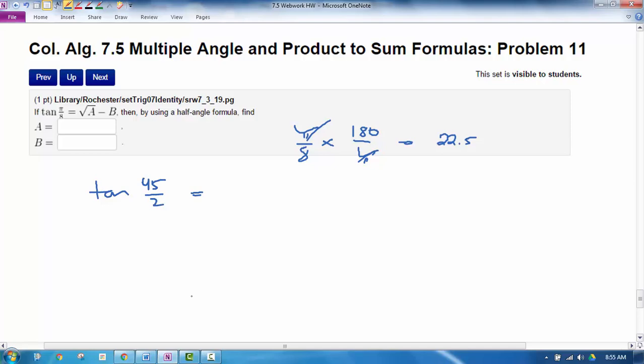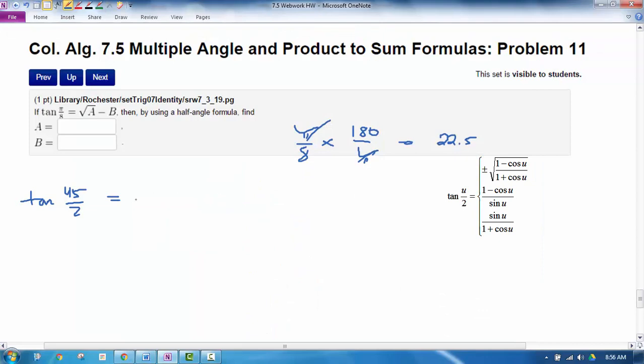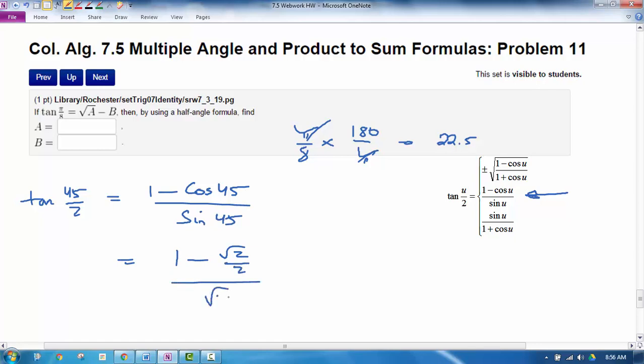Now I'm going to look at the tangent half angle formula on the formula sheet, which is right here. There's 3 of them. So because there's 3 of them, I get my pick of which one I want to use. I'm going to use the middle one because that looks easiest to me. So it's 1 minus cosine of u, or it'd be cosine of 45, because u is the top number here, 45, divided by the sine of u, which is 45. Now I just need to simplify this, so it's 1 minus the square root of 2 over 2 for the cosine of 45 off your unit circle, and the sine of 45 is the same thing.